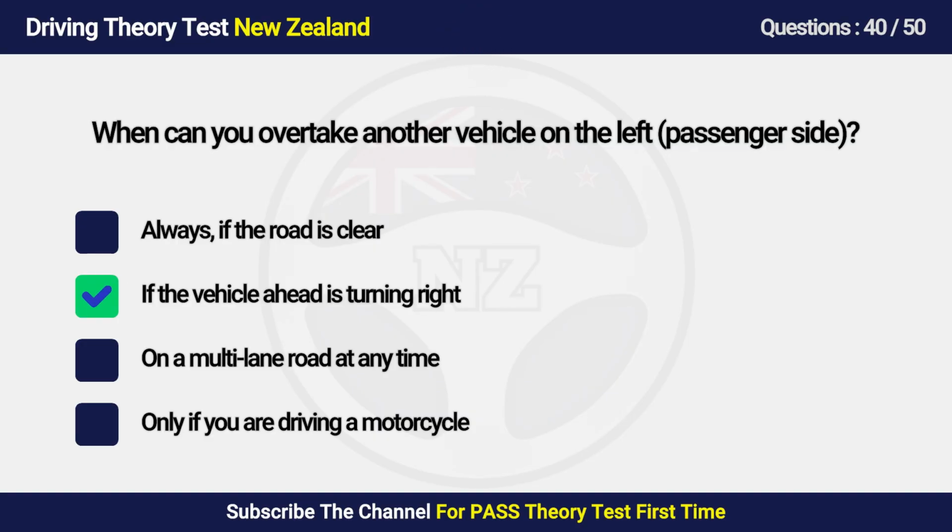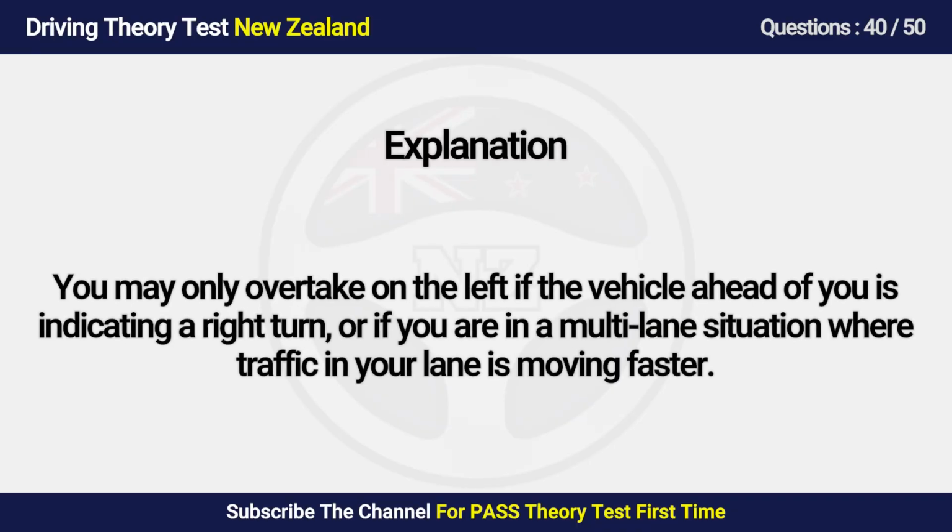Answers is B. If the vehicle ahead is turning right. You may only overtake on the left if the vehicle ahead of you is indicating a right turn, or if you are in a multi-lane situation where traffic in your lane is moving faster.